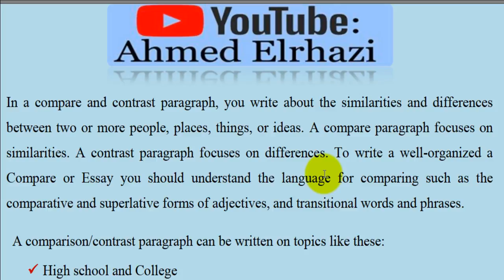واللي تعلم الباراجراف again اللي تعلمت تكتب باراجراف راه غتولي الإساي يجيك ساهل على تكتبها على شكل إساي. To write a well-organized compare or contrast essay, حتى الإساي the same thing. You should understand the language for comparing, such as comparative and superlative forms of adjectives and transitional words and phrases. يعني اللي بيكتب هذا النوع ديال الكتابة خاص تكون عندك دراية بعدا بالادجكتيفز اللي بتستعمل في المقارنة هذا الشيء على الأقل وتكون عندك دراية بsome transitional words and phrases هادو راه درتهم في الأخير تاع الفيديو.